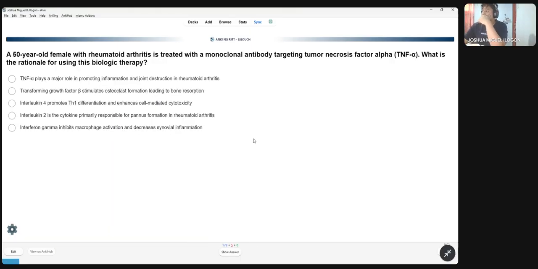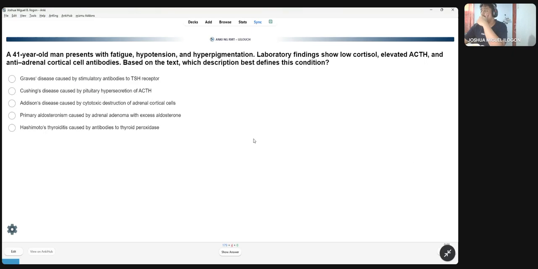So a 50-year-old female with rheumatoid arthritis is treated with a monoclonal antibody. So it targets TNF. TNF is a major inflammatory cytokine. Laboratory finds low cortisol, elevated ACTH, and anti-adrenal cortical cell antibodies. Based on the text, which description best defines this? That's your Addison's disease.